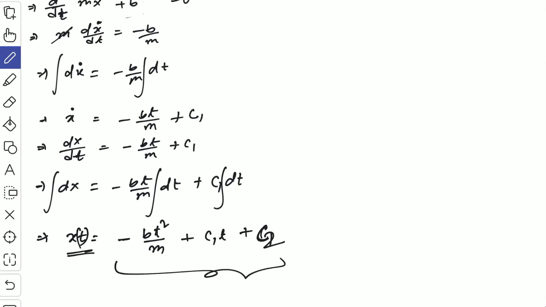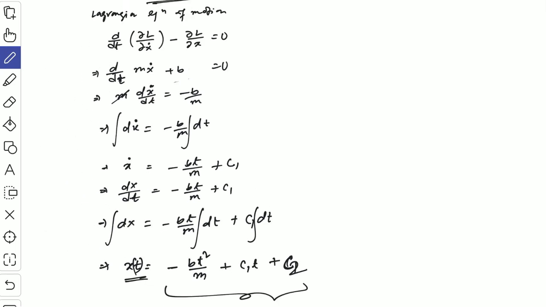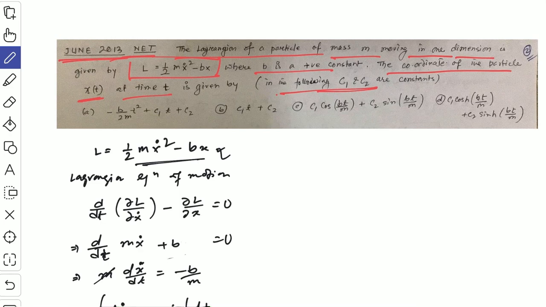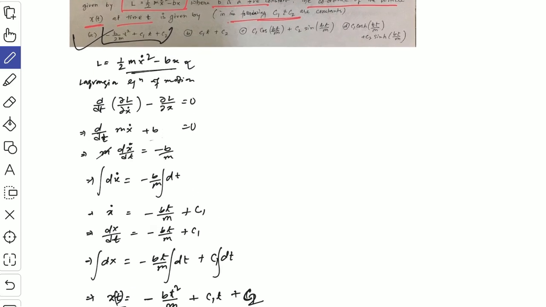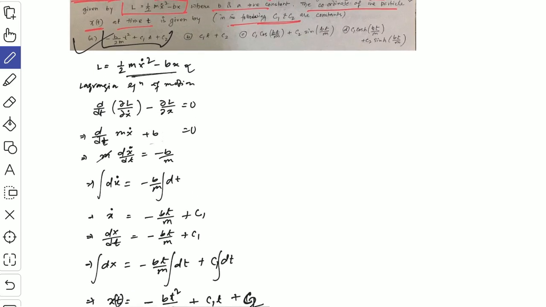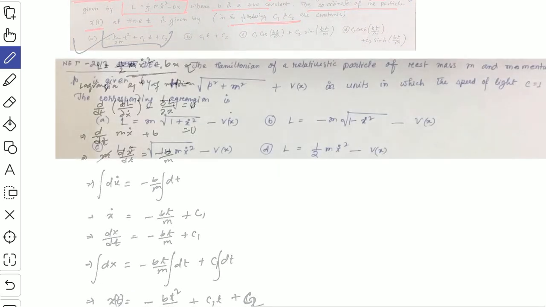That's the coordinate. So which option is correct? Here you can see the first option is correct, so option A is correct. That's very simple. Hope you have understood how to solve this. It's a very simple question. Now let's move on to the next.